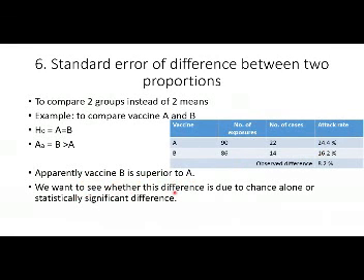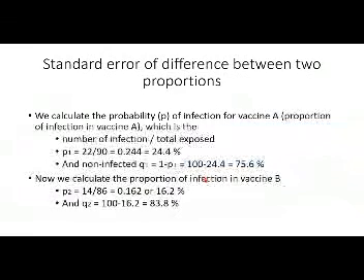We want to see whether this difference is due to chance alone or statistically significant, and this is the beauty of statistics, that it shows us whether this difference is significant. How much is the observed difference? 24.4 minus 16.2, the observed difference between the two, is 8.2.